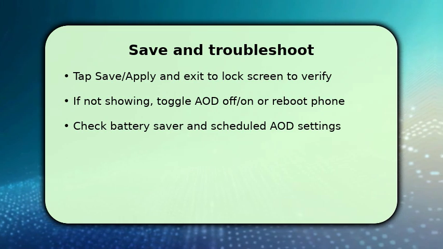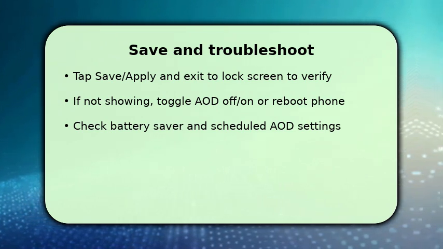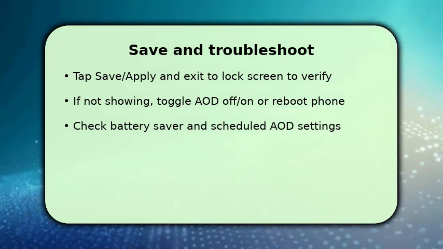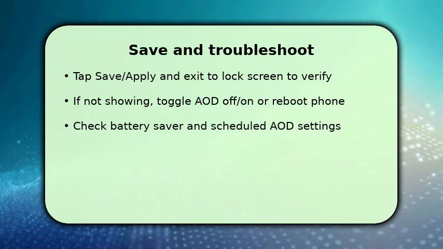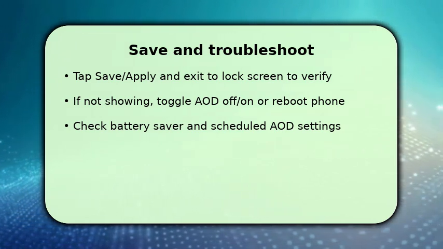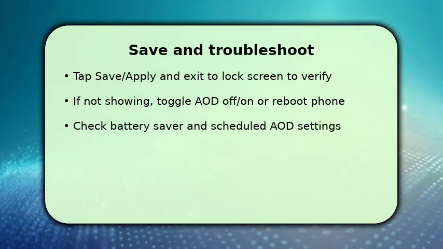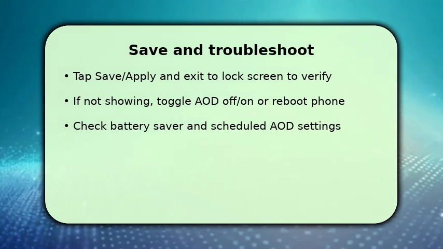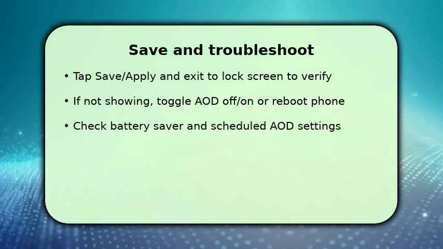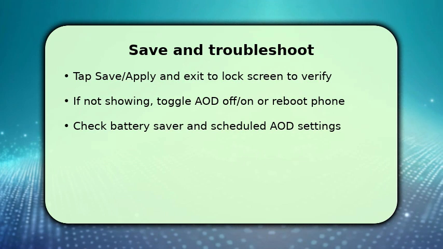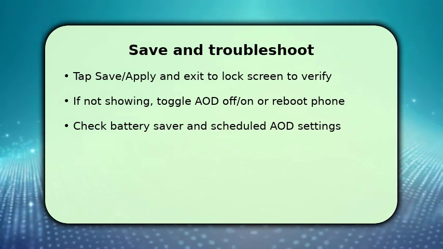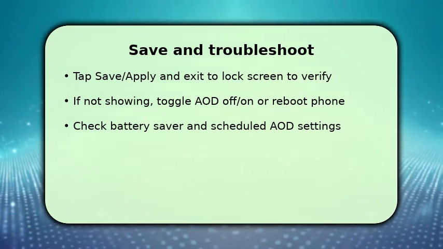appears as expected. If it does not show, first toggle the always-on display off and on from settings, and if needed, reboot the device. Many display glitches clear with a restart. Also make sure Battery Saver or Scheduled Do Not Disturb isn't disabling AOD. If problems persist, update system software or reset display settings. That typically resolves persistent issues without data loss.